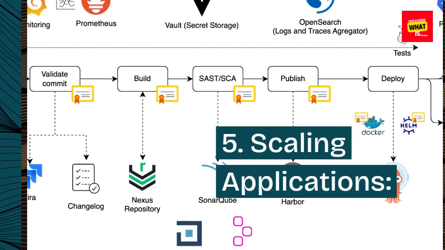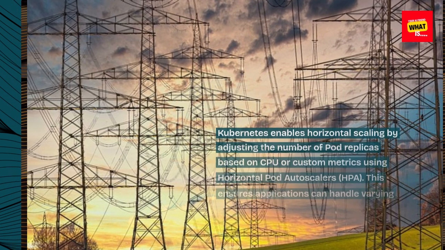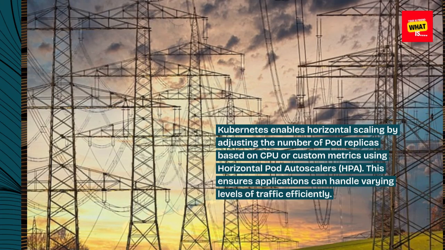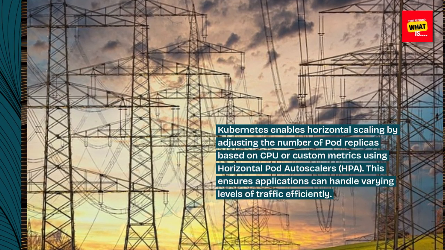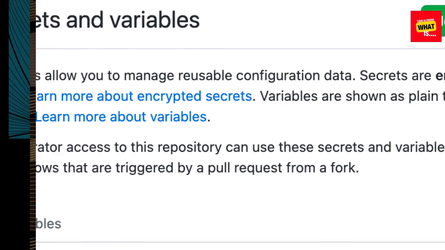5. Scaling applications. Kubernetes enables horizontal scaling by adjusting the number of pod replicas based on CPU or custom metrics using horizontal pod autoscalers, HPA. This ensures applications can handle varying levels of traffic efficiently.